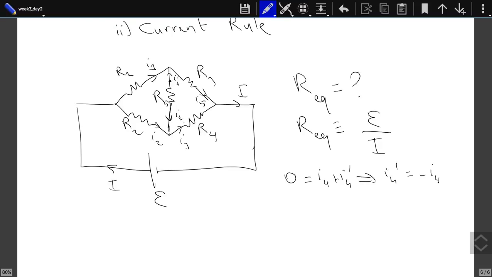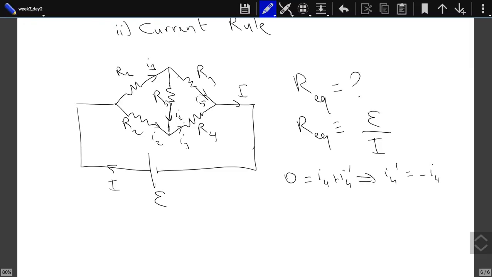But I would rather express everything in terms of I4. Why? For no reason. You can choose I4 prime. But if you are expressing everything in terms of I4, then this tells me that if I4 is positive, then I4 prime should be negative. It means it should change its direction. So rather than increasing the number of unknowns and having such trivially solvable equations, I just set one direction for all of that wire. And which direction you choose, up to you.